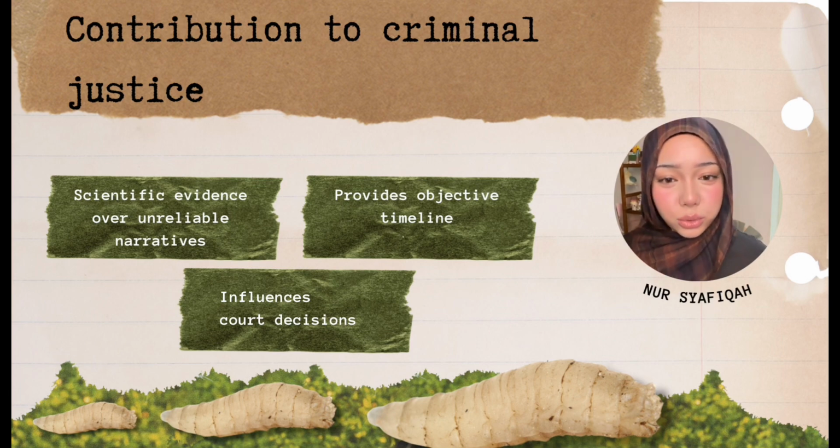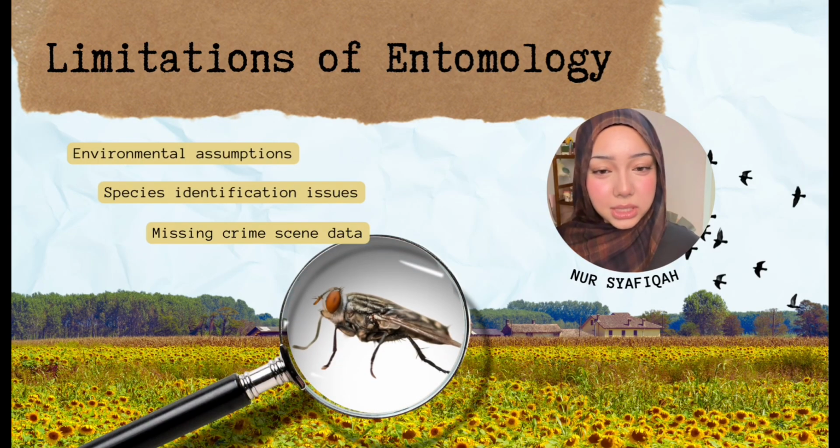This is even more crucial in cases involving advanced decomposition, where traditional forensic indicators like rigor mortis or lividity are no longer present to help in the investigation. Despite its importance, forensic entomology has practical limitations that must be carefully managed to ensure accuracy. The precision of a PMI estimate relies heavily on environmental variables, such as in this case, where the indoor temperature was estimated to be 2 degrees lower than the outdoor average.